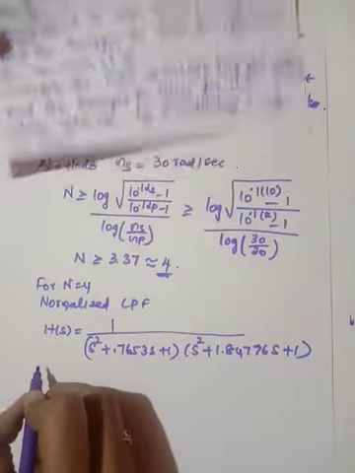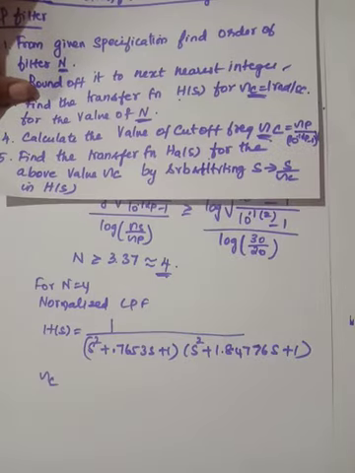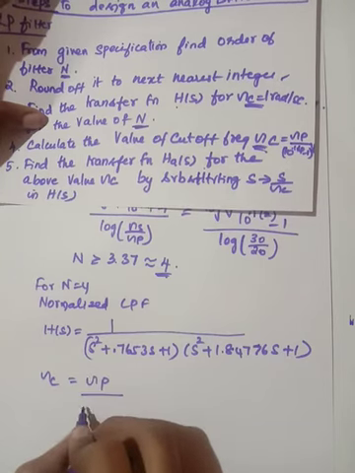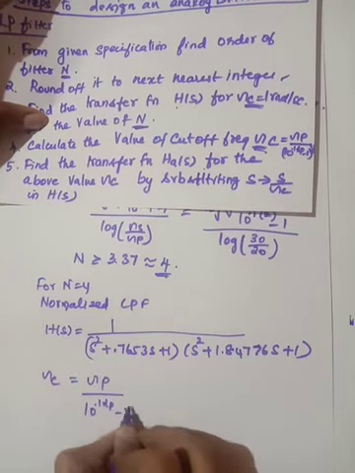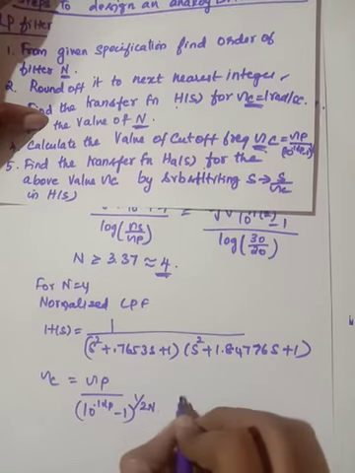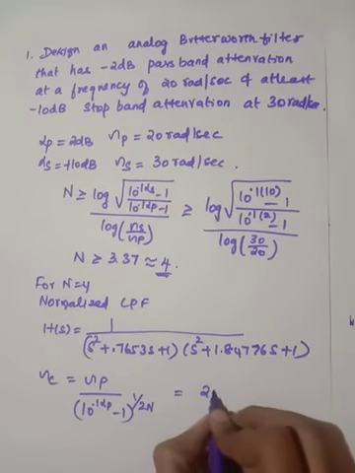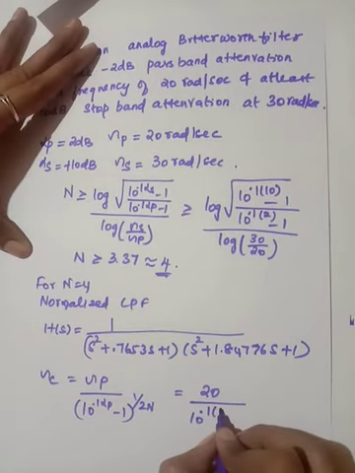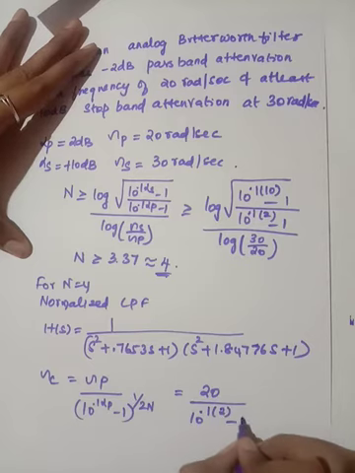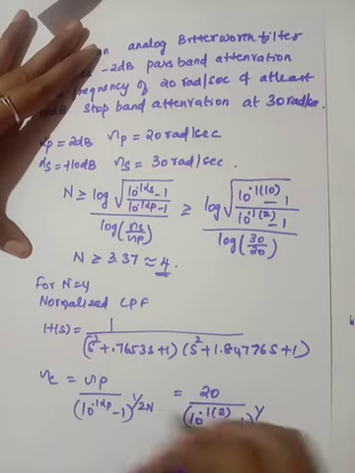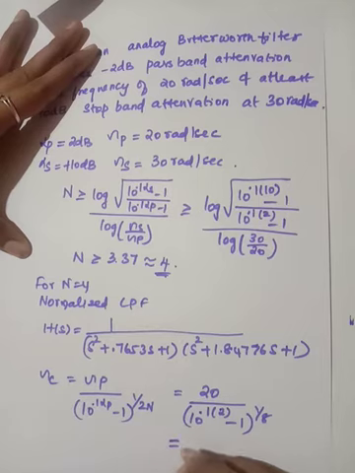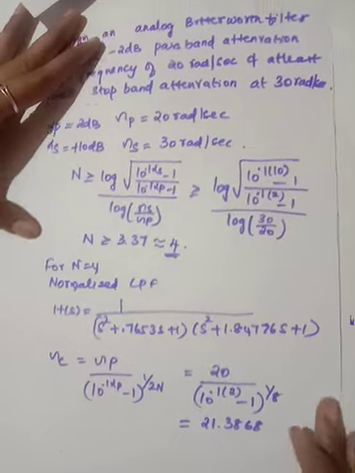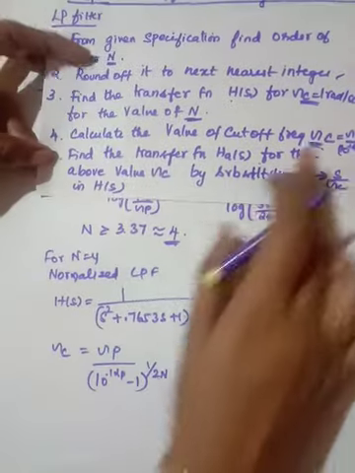What is the fourth step? You need to calculate the cutoff frequency ohm c. The formula for this is ohm p divided by (10 power 0.1 alpha p minus 1) the whole power 1 by 2n. Here ohm p is 20, divided by (10 power 0.1 into 2 minus 1) the whole power, with n equal to 4, so 2n is 8. When you find this, 21.3868 will be your answer. Now we have found the cutoff frequency.